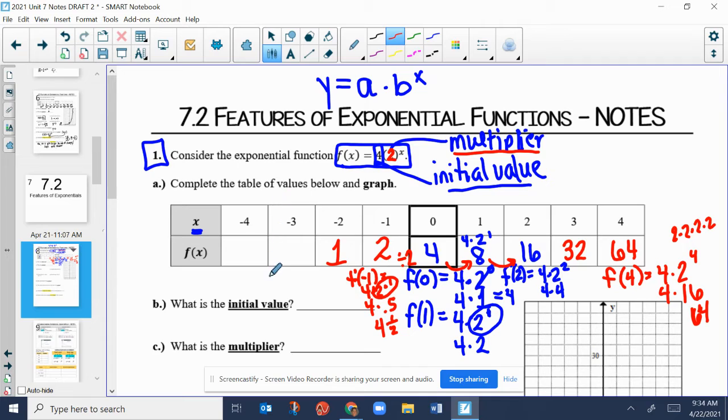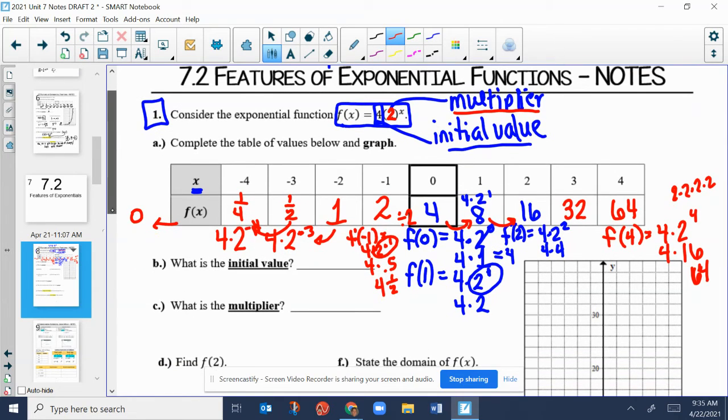If you did 4 times 2 to the negative 3 on your calculator, you would get 1/2. If you did 4 times 2 to the negative 4 on your calculator, you would get 1/4. In other words, you're dividing by 2 as you move through your table this way. Half of a half is a fourth. Half of a fourth is an eighth. Half of an eighth is a 16th, and so on. It's going to get very, very, very close to 0 if you keep going that way, very small.